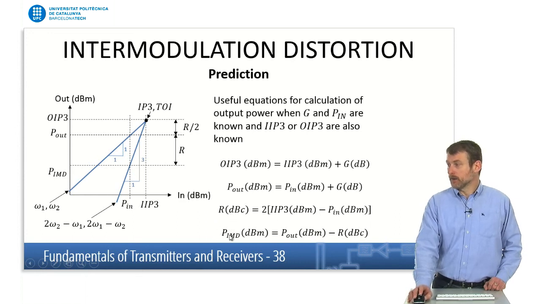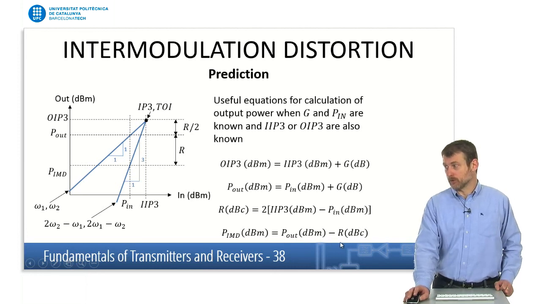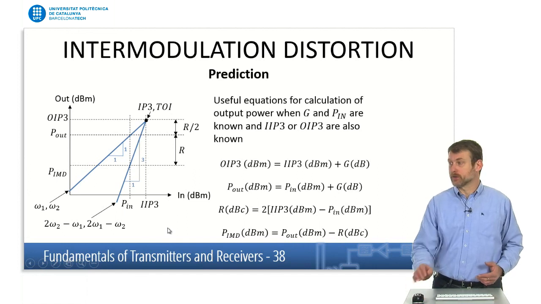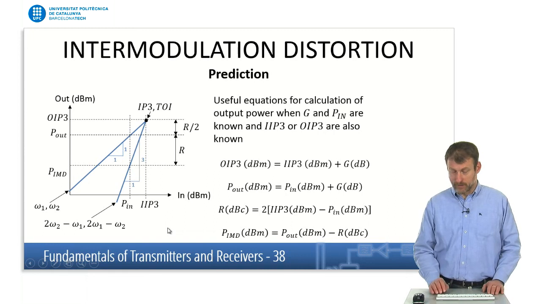And finally, you would be able to calculate the power of the intermodulation products by subtracting from the output power, which you have already calculated, the value of rejection. Right. So all these very simple equations will help you. You can use these very simple equations to calculate input and output powers and the power of the intermodulation products.